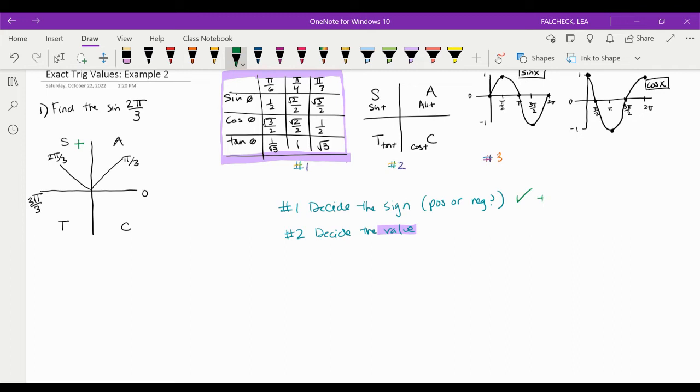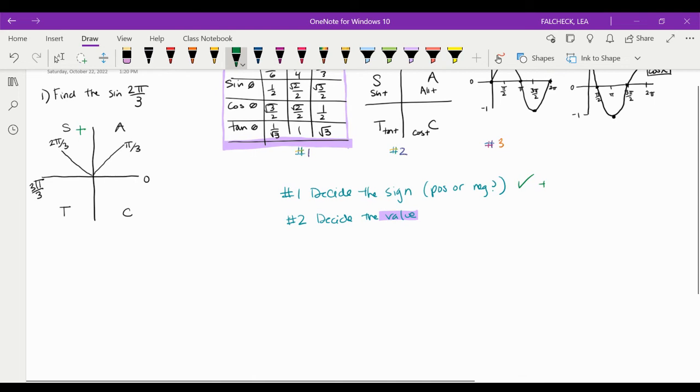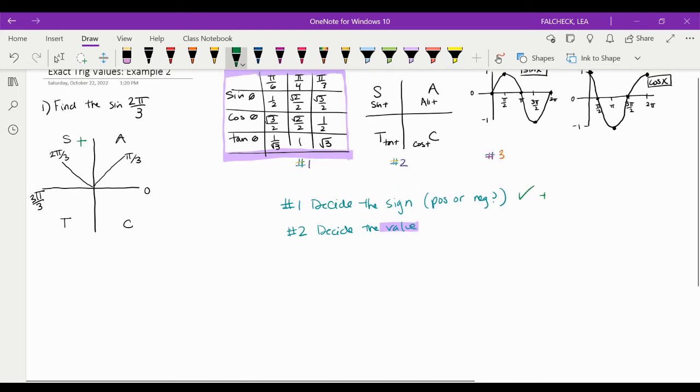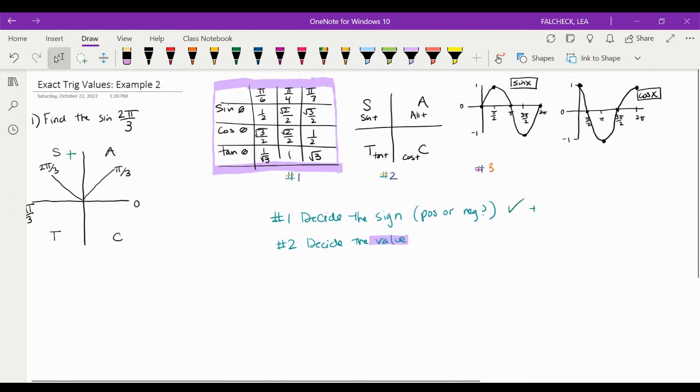And let's see. I need to decide the value now. Okay. So here's how I decide the value. We know the sine of pi over 3 is rad 3 over 2. Do we know that? We do know that because it says it right here on the chart, right? We know that the value is going to be rad 3 over 2. But let me tell you why the sine of 2 pi over 3 is also rad 3 over 2.